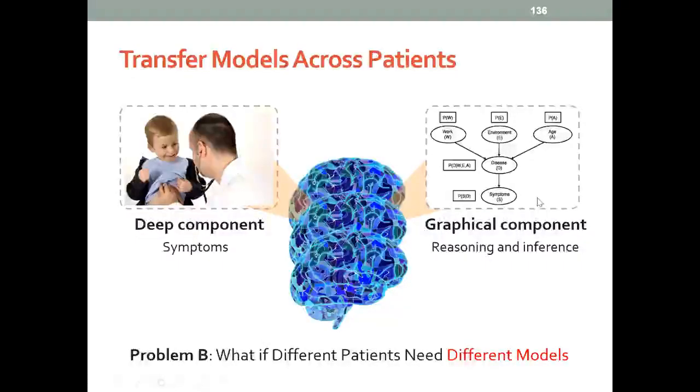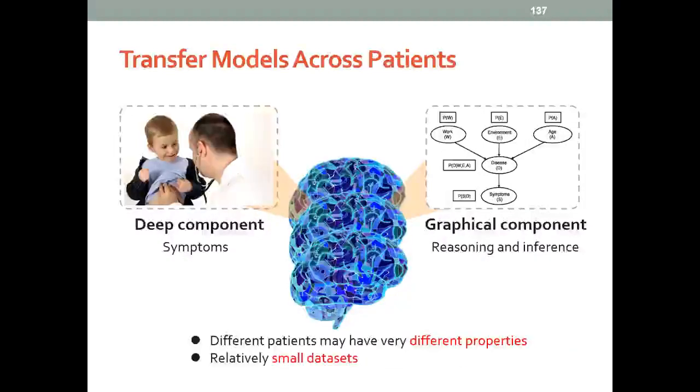And another problem would be, what if different patients need different models? We all know that in the medical domain, different patients may actually have very different properties, or even different conditional dependencies. Not to mention that these data sets are often relatively small. So in this case, some machine learning models may not even generalize across different subjects. And this can actually be formulated as a domain adaptation problem.